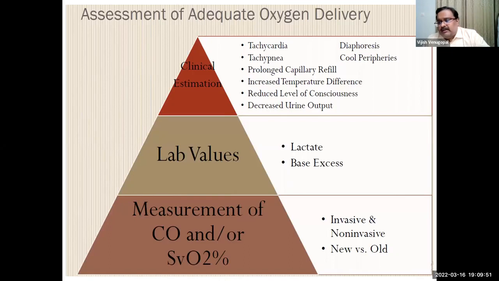So how do we assess adequate oxygen delivery? It could be from clinical estimation by looking at the skin temperature, whether there is a prolonged capillary refill, whether the peripheries are cool, whether there is tachycardia, whether there is reduced level of consciousness, and whether there is decreased urine output. So a good physical examination should be done. Similarly, you can rely on lab values of lactate and base excess. And finally, we can measure the cardiac output and the mixed venous oxygen saturation.